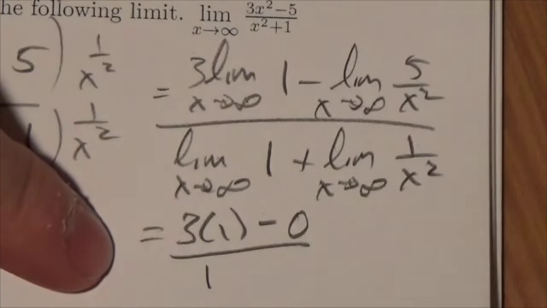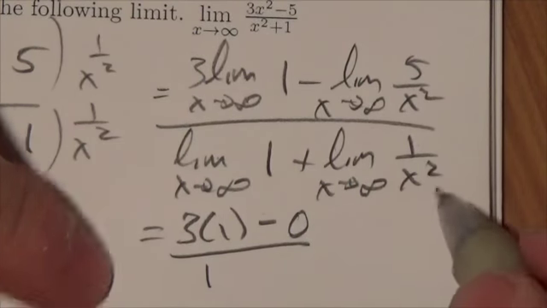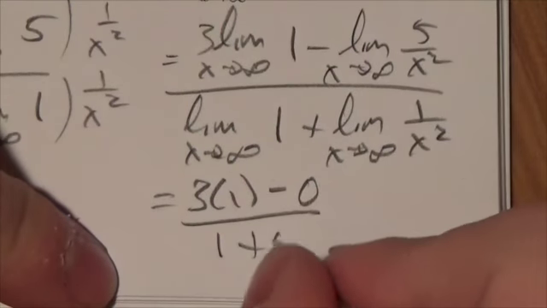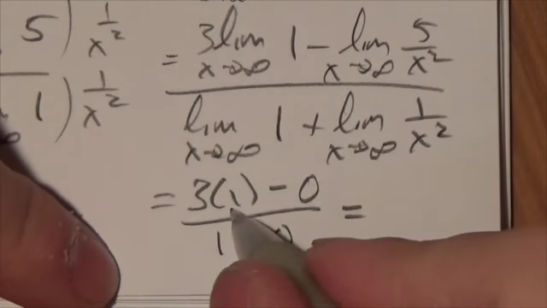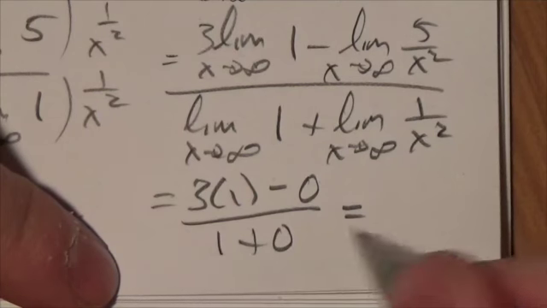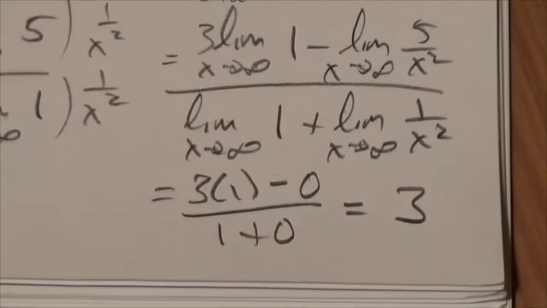In the denominator, 1 over x squared, where x goes to infinity, is going to go to 0, so this will be plus 0, and so my final answer, 3 times 1 minus 0 over 1 plus 0, final answer is just going to be 3.